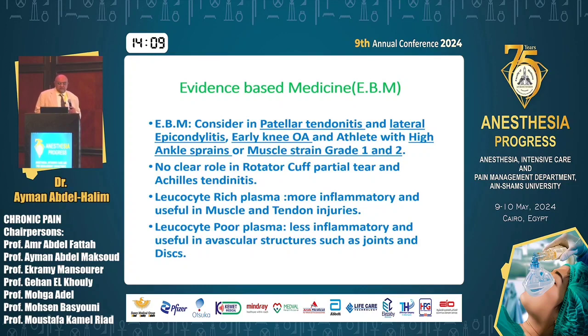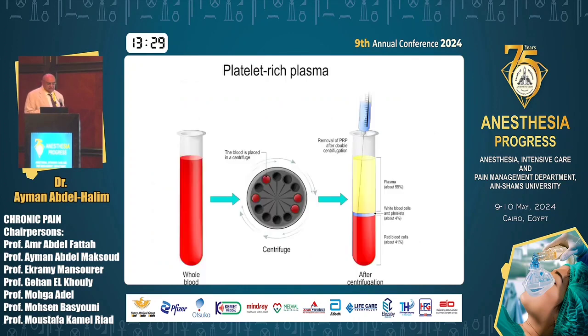Evidence-based medicine has shown that PRP is useful in patellar tendinosis, lateral epicondylitis, what we call tennis elbow, osteoarthritis, high ankle sprain or muscle strain, grade 1 and 2. Okay, the ones that have more leukocytes are more useful in inflammatory conditions such as muscle and tendon injuries, while the ones that have poor leukocytes are useful for avascular structures such as joints and discs.